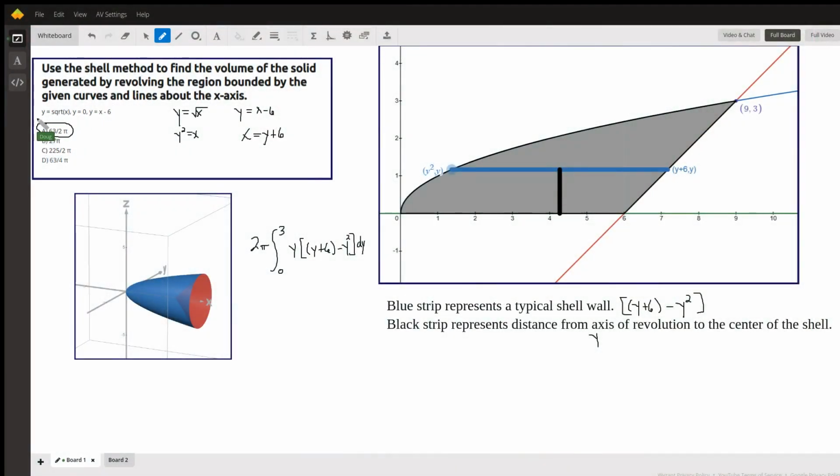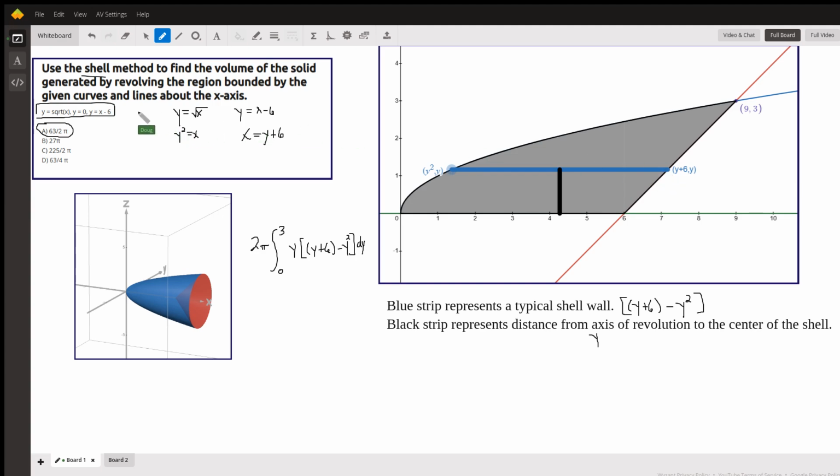We're revolving the region surrounded by these three functions around the x-axis using the shell method. This is the graph of y equals square root of x. The red line is the graph of y equals x minus 6, and of course y equals 0 is the x-axis. If we're going to use the shell method, we have to have an algebraic representation of the length of this blue strip. That's like your typical shell.